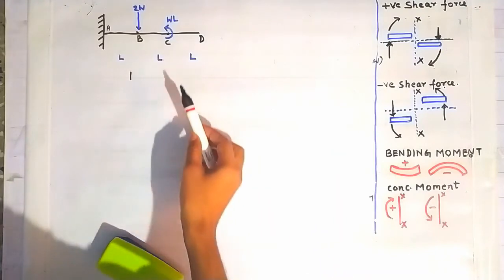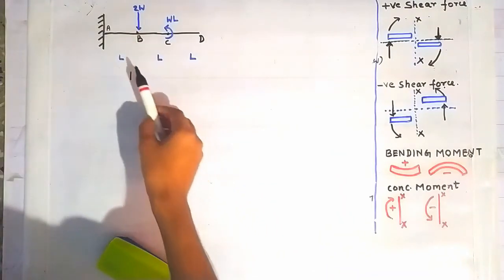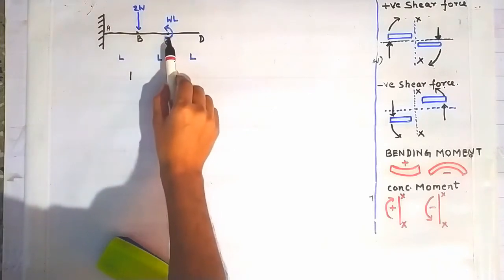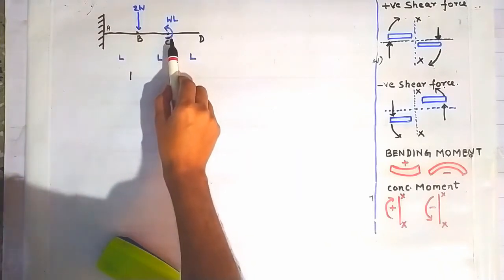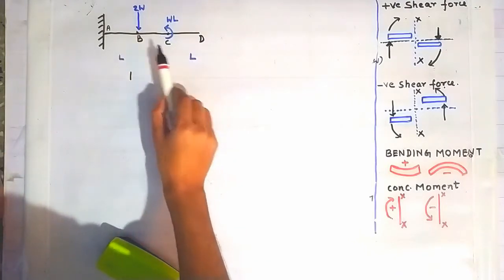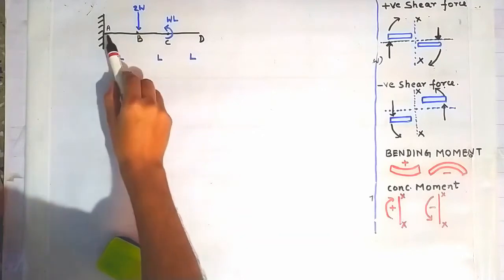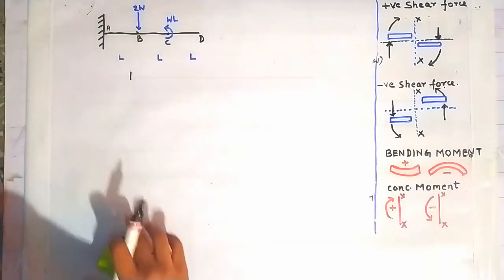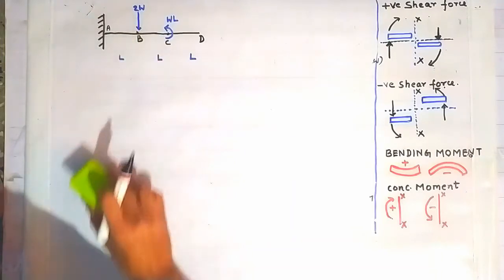Now, let us start this problem. This is a cantilever beam which is subjected to a point load at this point B and a concentrated moment at this point C. Now friends, this is the length L, this is L and this is L. Between C and D, between B and C, and A and B, each is L. Now we have to draw the shear force and the bending moment diagram for this problem.